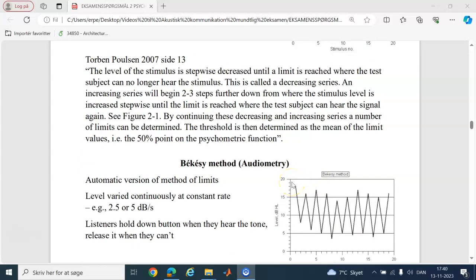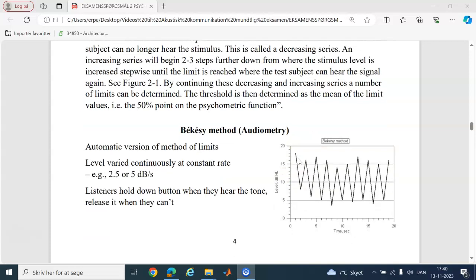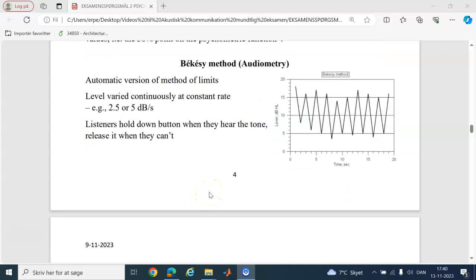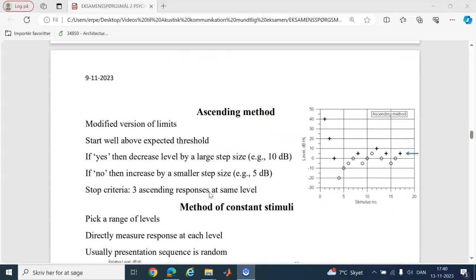We continue with a number of limit methods. Then we have the Békésy method, and counting methods, which means you have a modified version of limits.